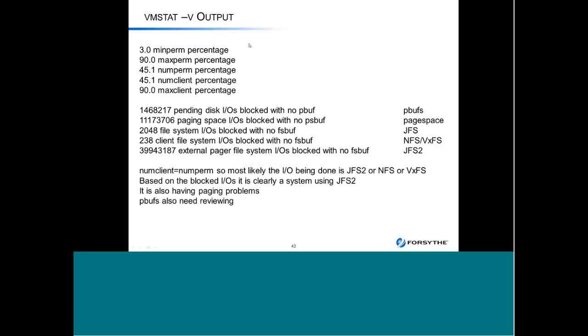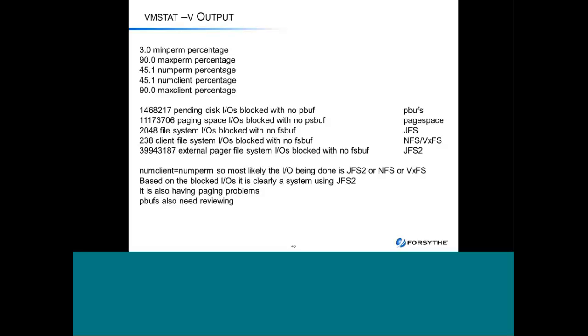So here's an example of the vmstat -v output, and you can see it tells you memory pools as well, which I forgot to put in here. You can see my minperm is 3, my maxperm is 90, and numperm and numclient are equal. Now numperm refers to all file system buffers: JFS, JFS2, NFS, Veritas, etc. Numclient is a subset and only refers to NFS, Veritas, and JFS2. Typically when they're equal, that means you have no JFS file systems. So when you look at the lines below, you'll see that there are 2,048 file system I/Os blocked with no file system buffer. I have no idea why, but all the systems that I have that have no JFS in them seem to show a number around 2,000. I see it all the time, so if you see 2,000 there, don't worry about it. Remember also that this is since boot.